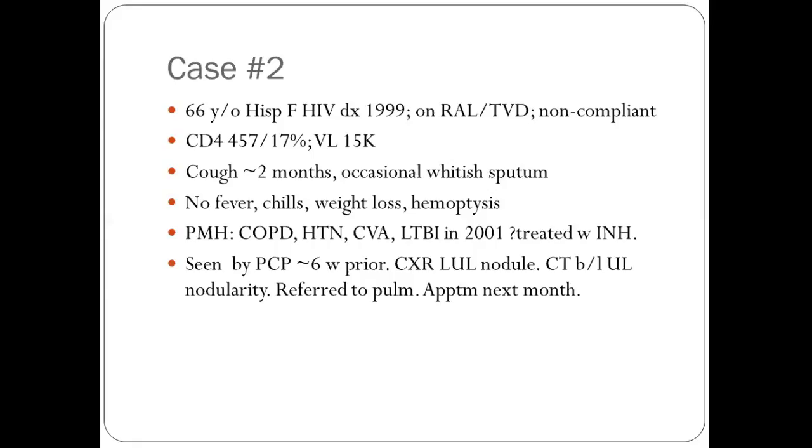Her viral load was detectable at 15,000, even though she was supposed to be taking her medications. But we know that she hasn't been taking them as she should. She comes in with a cough for 2 months, an occasional whitish sputum. She has no fevers, no chills, no weight loss, no hemoptysis. And I have to tell you that she's a COPD patient. She said, oh yeah, this started 2 months ago, but cough is not something unusual for me.